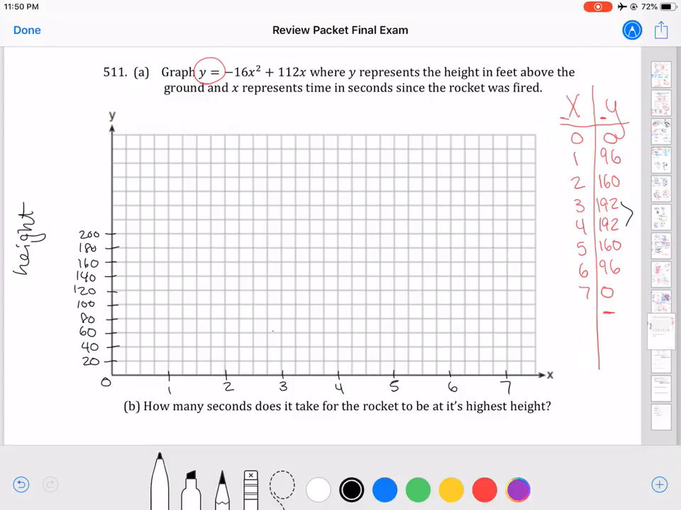Okay, and remember that y is height, so this axis is my height. And this one down here is the time in seconds, and height was in feet. So then you just go ahead and plot your points.